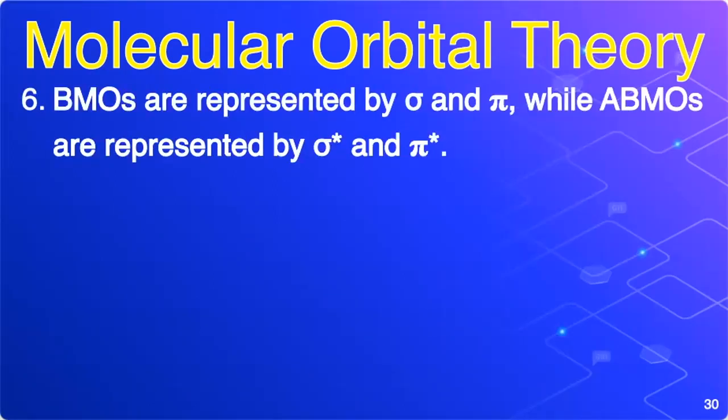Lastly, BMOs are represented by sigma and pi, while ABMOs are represented by sigma star and pi star. Those are the main points of the molecular orbital theory. This time, we're going to draw the molecular orbital diagram.